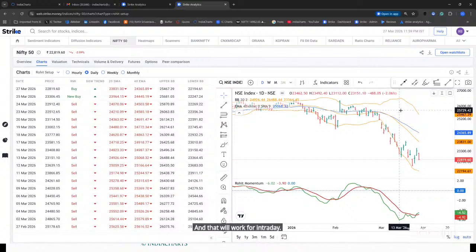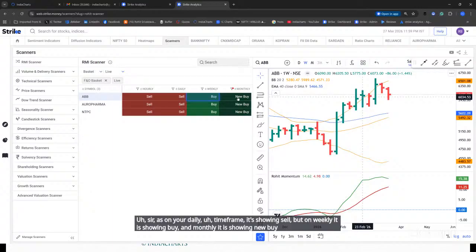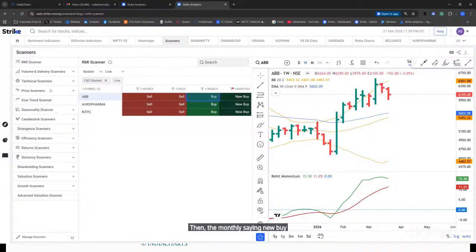Okay, sir, can we go back to your RMI scanner? On your daily time frame, it's showing sell, but on weekly it is showing buy, and monthly it is showing new buy. So what this indicates, if we want to invest for the long term, is that monthly is saying new buy, and we have to check weekly for the execution.